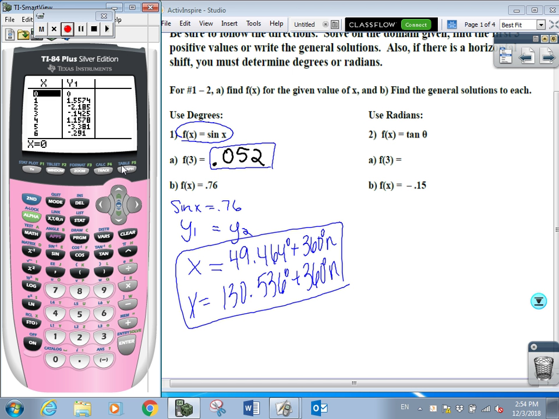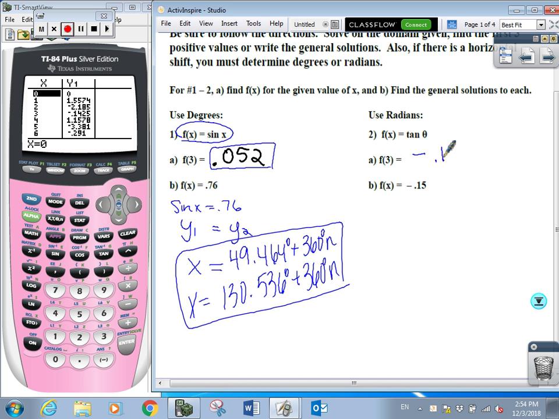And then we can go to our table, or we could have just gone to a blank screen and hit tan 3, enter. Both ways we would have got the same answer. So we look down there and we get negative 0.143. Or if you like to put that 0, negative 0.143, if you like to put that 0 there. I don't care if that 0 is there or not. It does not matter to me.